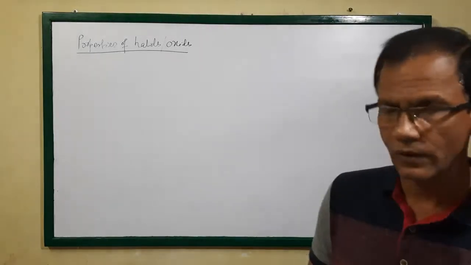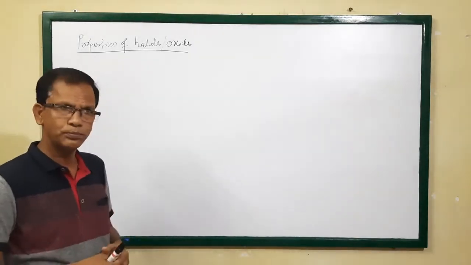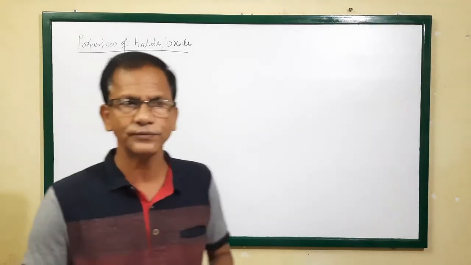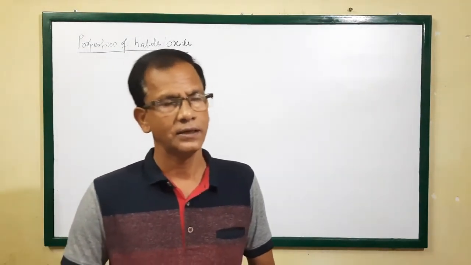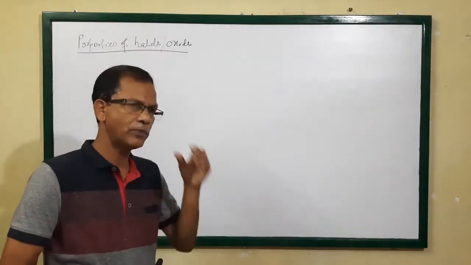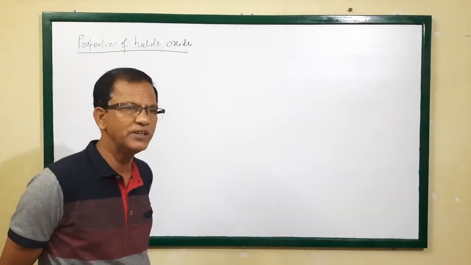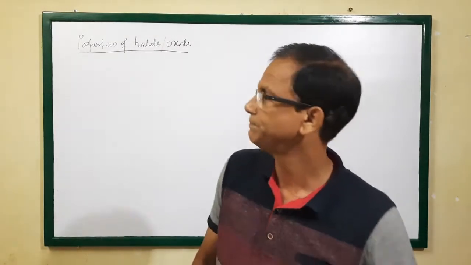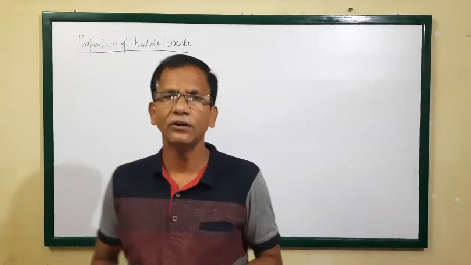Today we'll discuss the properties of oxides and halides of oxygen family. In the last class we discussed the physical properties of elements of oxygen family, that is group 16, and the properties of hydrides. Now we'll discuss some properties of halides and oxides.